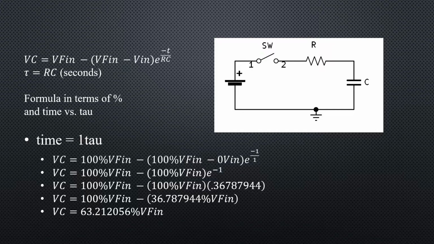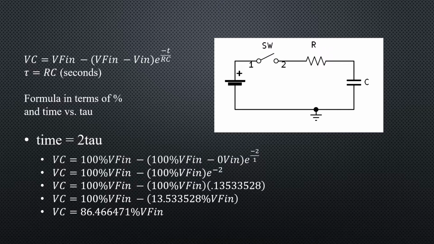So our final is going to be 100% of the voltage. Our initial is 0, and you see that we get e raised to the negative 1 over 1, which gives us e to the negative 1. So that is time equals 1 tau. And if we do all the math, we find out that our VC should be 63.2% of our V final if we have a time equal to 1 tau.